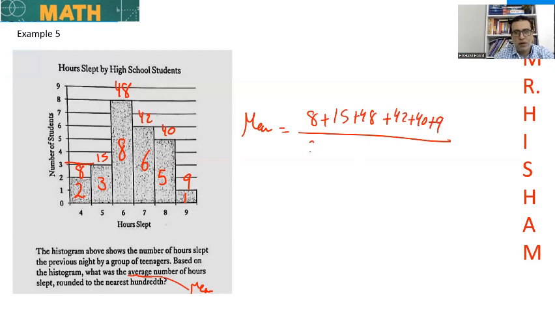Divided by the numbers inside the columns. So it's equal to 8 plus 15 plus 48 plus 42 plus 40 plus 9, divided by 2 plus 3 plus 8 plus 6 plus 5 plus 9. It's equal to 4.9. To the nearest hundredth, 4.91.